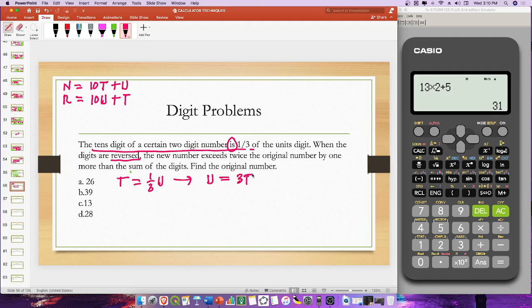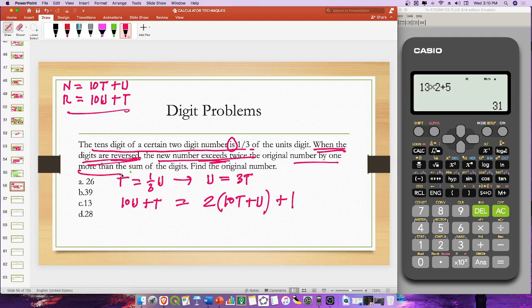Okay, now let's try the other statement. So when the digits are reversed, the new number is 10u plus t. The new number exceeds twice the original number. The original number is 10t plus u, by 1 more than the sum of the digits. Sum of the digits is t plus u. That's how you write your mathematical equation.